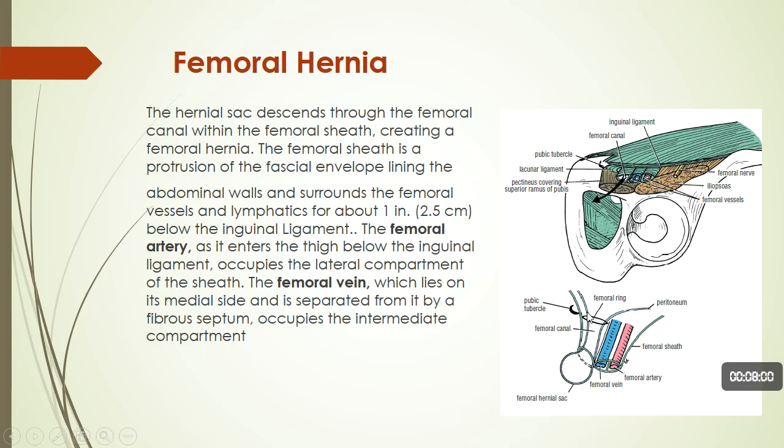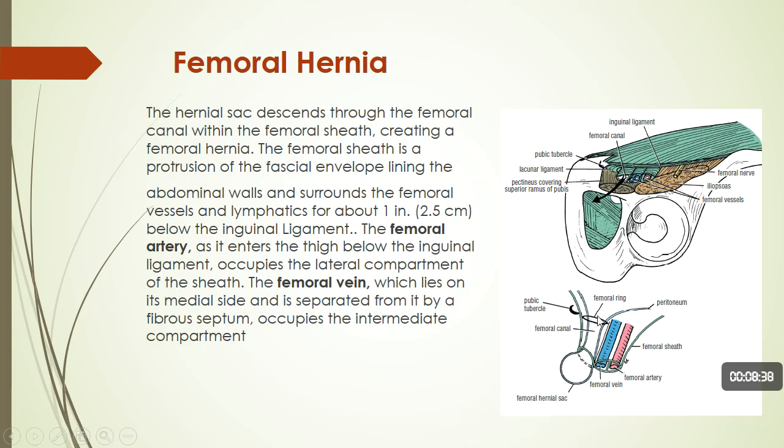Femoral ring. In the woman, the vessels are very small. This means the femoral artery and vein are small, but the femoral canal is large. Why? Because the femoral vessels are small, so here is large. The femoral ring is the superior part of the femoral canal. The femoral ring in the woman is larger than in the man.